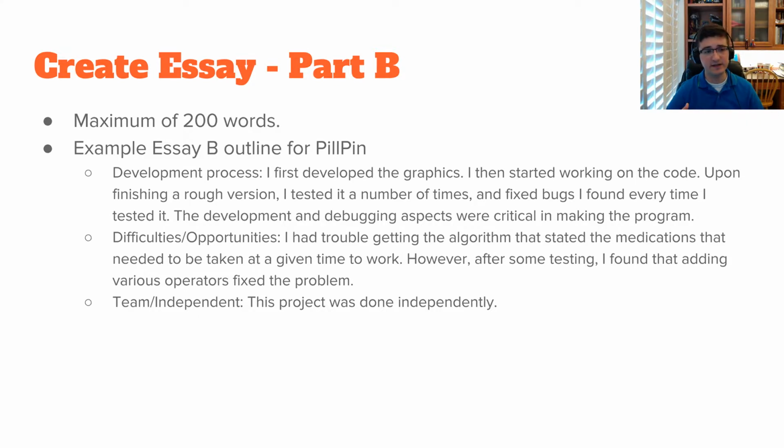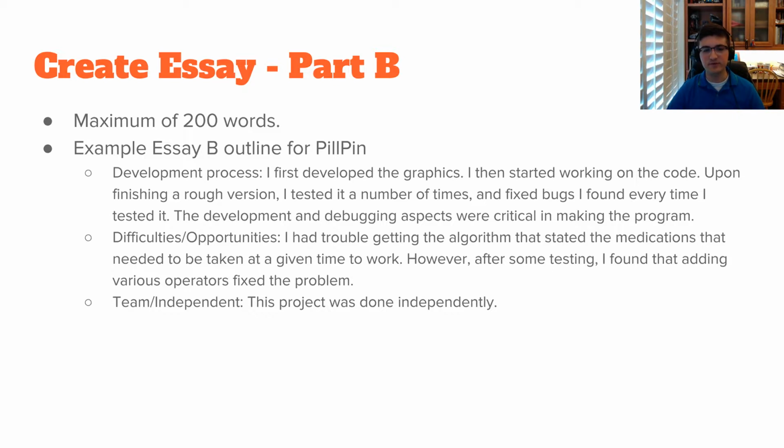And here is the SAB outline that I did for PillPen. First, I talked about the development process, about how I developed the graphics before anything else. Then I started working on the code, and then I finished the rough version, and then I tested it a number of times. Every time I tested it, I fixed a bug I found, and then I tested it again, and it just kept going until I felt like it was stable enough, and obviously it was very critical in making the program.